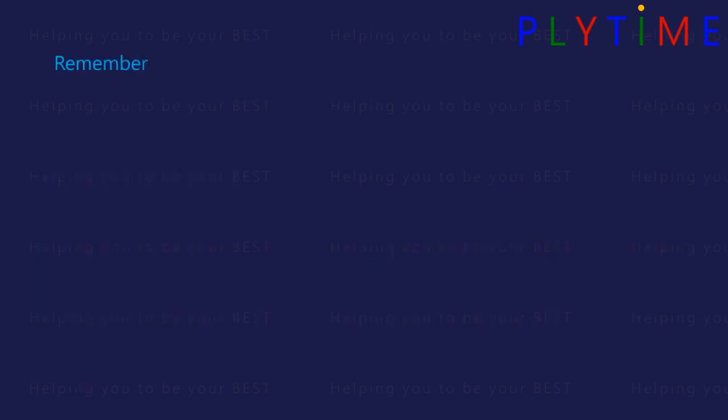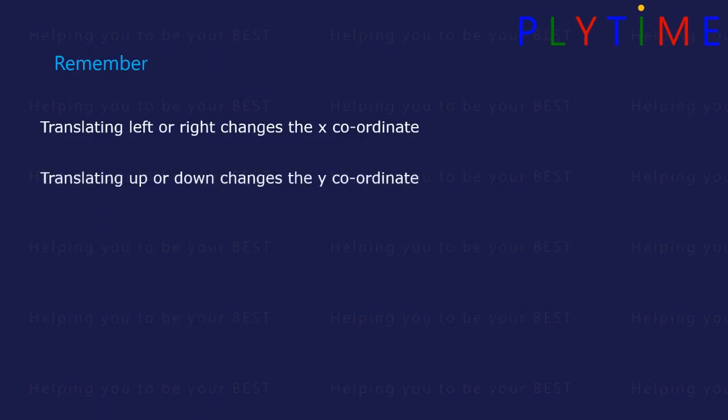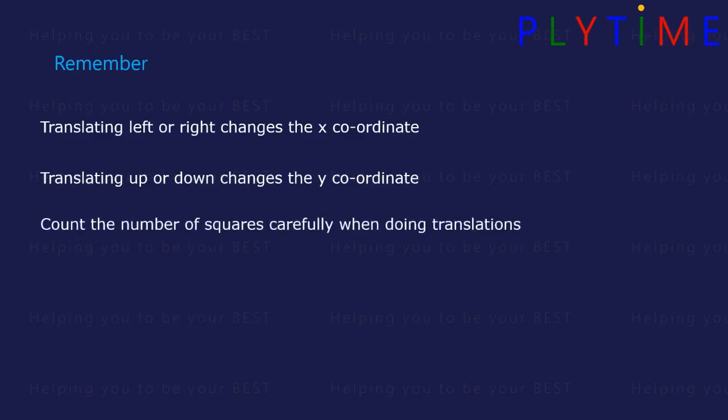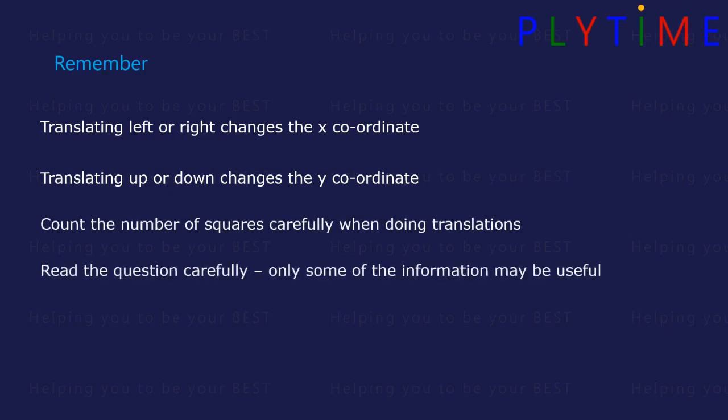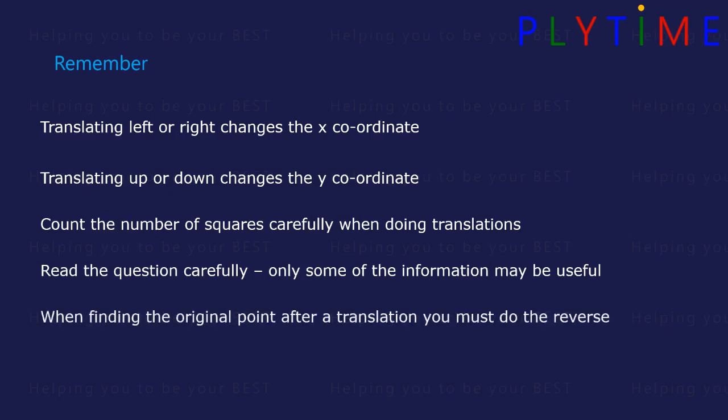Remember, translating left or right changes the x coordinate, and translating up or down changes the y coordinate. Count the number of squares carefully when doing translations, and read the question carefully because only some of the information may be useful. When finding the original point after a translation, we must do the reverse.